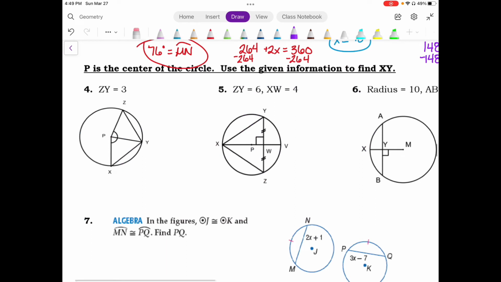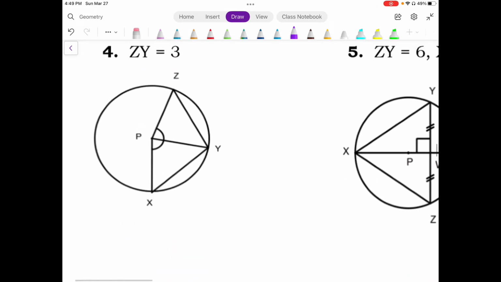The next examples are a little bit more algebra-y. So what we're going to do is just take it one problem at a time. We know P is the center of the circle. We need to find XY. So I know ZY here is 3. I need to find XY, which is here. Couple different ways you could do this.